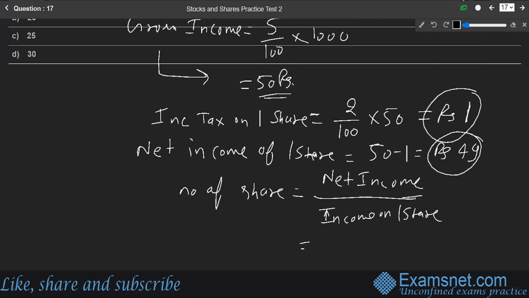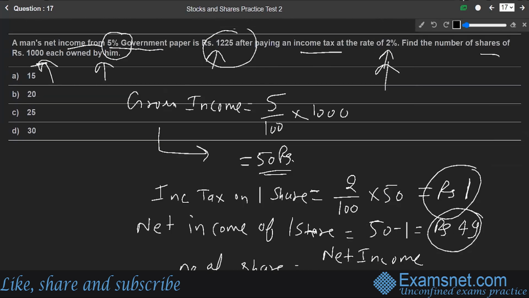So net income is nothing but rupees 1225, as clearly mentioned in the question, divided by income on one share, which is clearly available as 49. So if we divide this, we are getting the exact number as 25. So that is the total number of shares that he has bought. Let us see, it is available in option number C, which becomes the right answer.